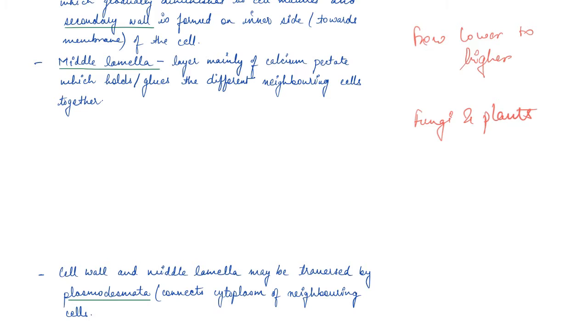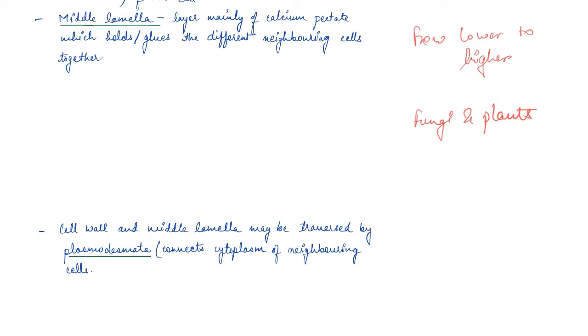Now there is a middle lamella as well. This middle lamella basically is the layer between the cell wall and the cell membrane or plasma membrane. Now the middle lamella is a layer which is made up of calcium pectate, right? So it is made up of calcium pectate, very very important, guys, right? And it holds or glues together the different neighboring cells. So what it does is it basically holds the plasma membrane and cell wall together, right?